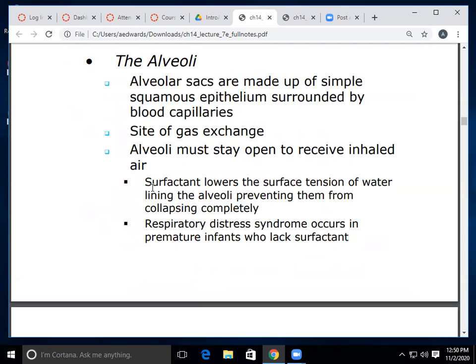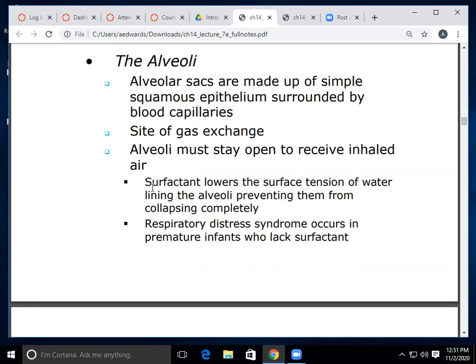All right, let's move on to the alveoli. So the alveoli are made up of these alveolar sacs, and they have simple squamous epithelium on them. And they're surrounded by those capillaries that we just mentioned. Okay, that's how they interact with the cardiovascular system. Okay, simple. Remember, how many layers is simple? One layer, right? Okay, squamous. What shape is squamous? It's square, flat.